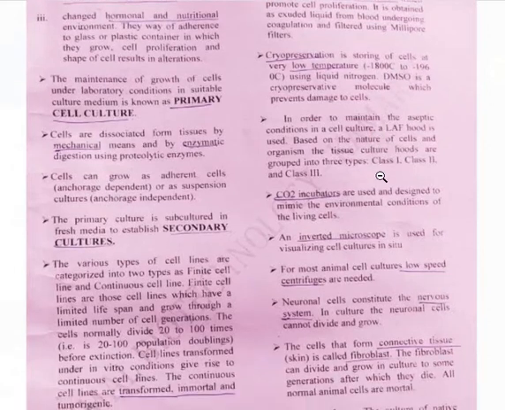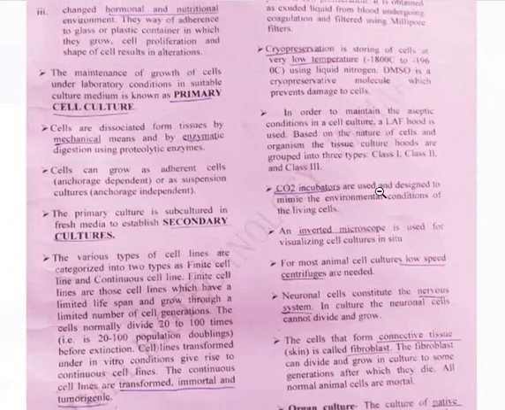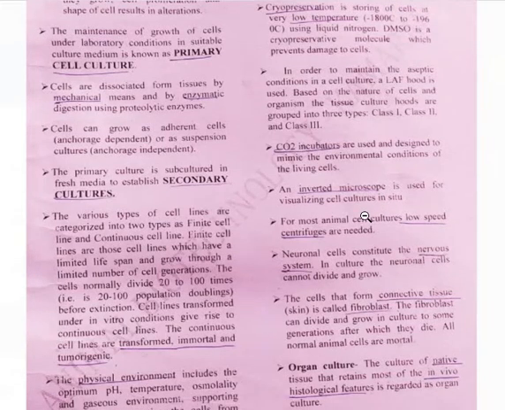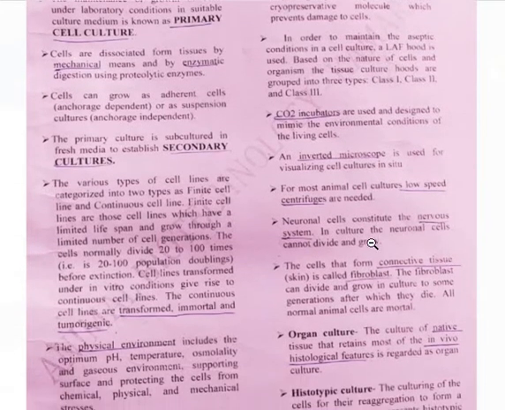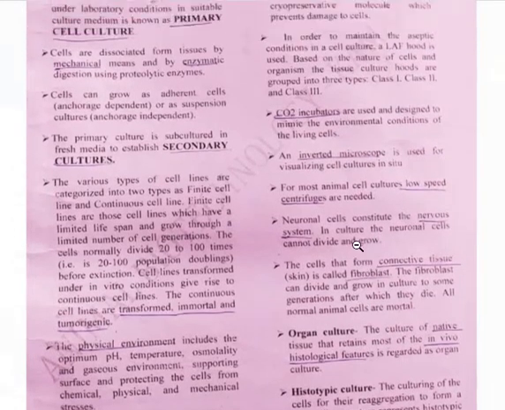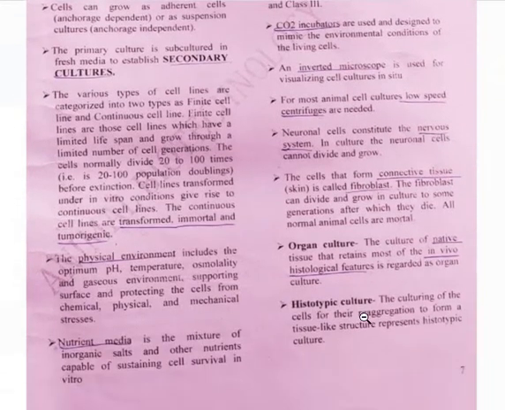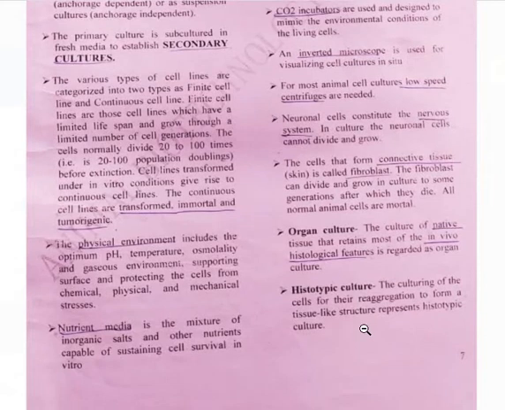And how will you maintain the aseptic condition? Everything has to be sterilized. Also, carbon dioxide incubators, inverted microscope, and low speed centrifuges are some of the instruments that have to be used in an animal cell culture laboratory. And what is the difference between organ culture and histotypic culture?